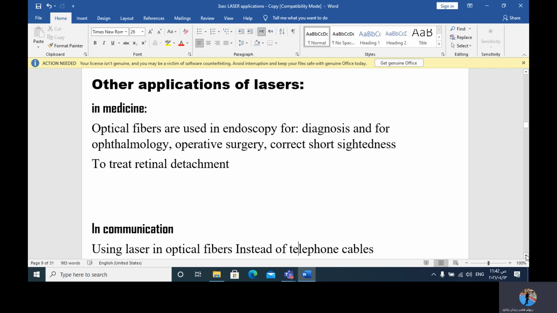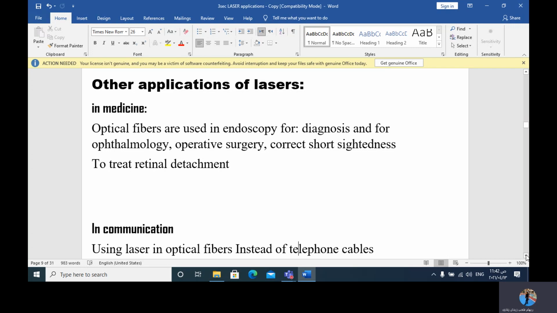And the laser can also be used to treat something that was a disaster before. It is retinal detachment. Retinal detachment can cause blindness if a person has his retina, which is the part sensitive to light in the eye, detached. Detached means separated from the optical nerve, which means that the optical nerve cannot receive information from the retina, and as a result, the person will suffer from blindness.